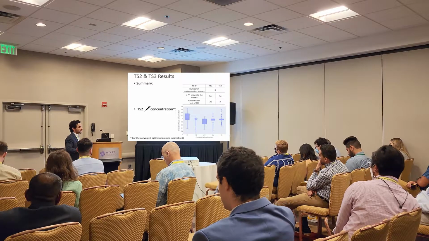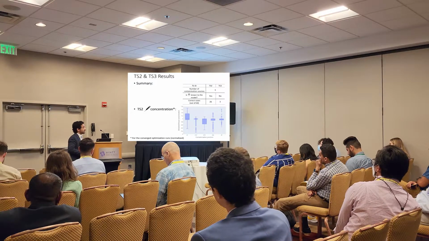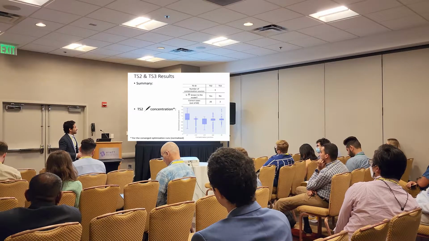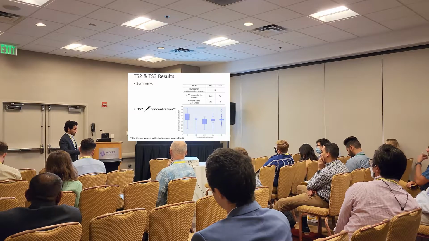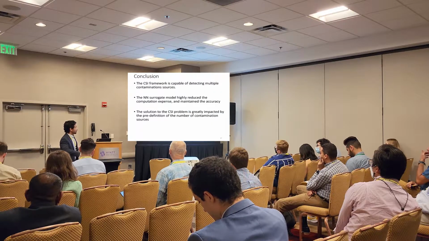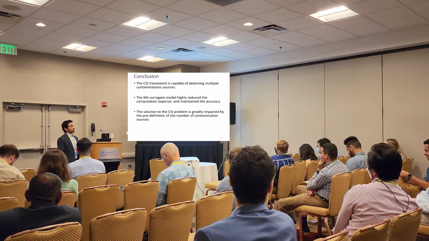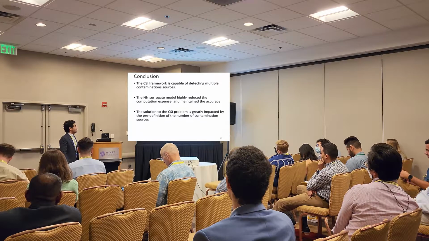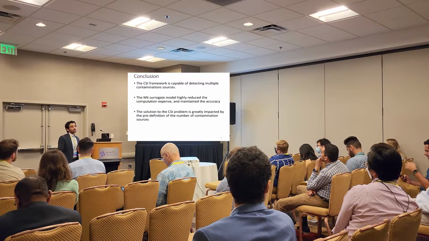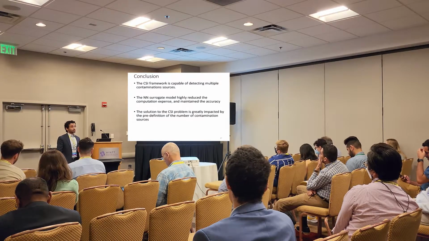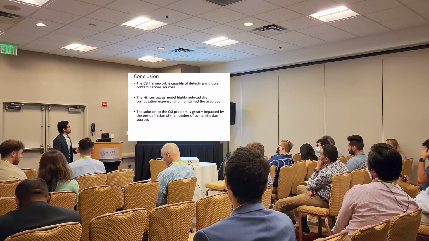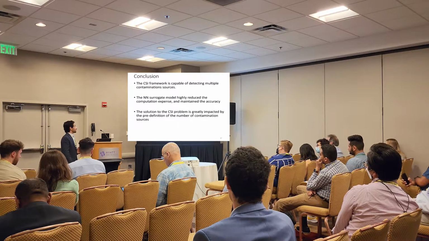Same results were retrieved for the concentration. The only difference between this figure and the one in the previous slide is that here the range of the detected concentration is much larger, which can be related to the added difficulty, because here we are dealing with 3 contamination sources. To conclude, the CSI framework is capable of identifying more than 1 contamination source, and the neural network model highly reduced the computational expenses and also maintained the accuracy. And the solution of the CSI problem is greatly impacted by the predefinition of the number of contamination sources.